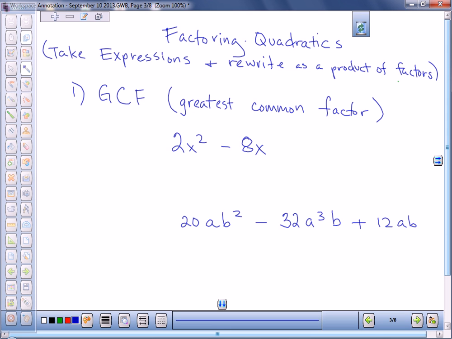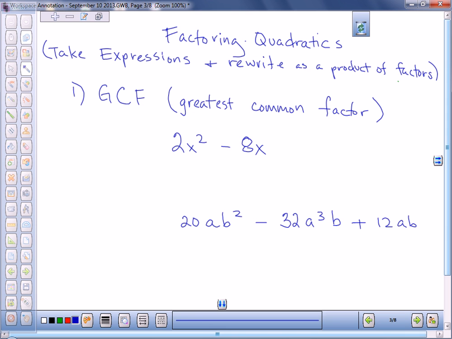Okay, so the first thing we're going to look at when we start factoring is we're going to try to take these expressions and rewrite them as a product of their factors. Do y'all remember way back in, I know at least 6th grade, you started talking about something called a greatest common factor. When we talked about a greatest common factor, at that point we were just looking at what is the largest number that is a factor of these two numbers. What's the biggest number that will divide into both of these?